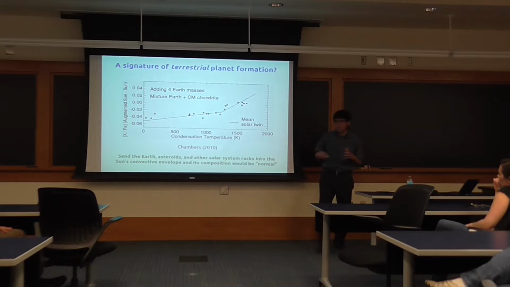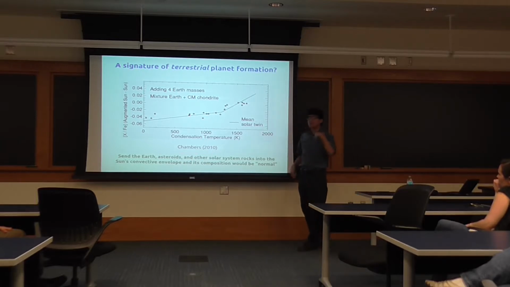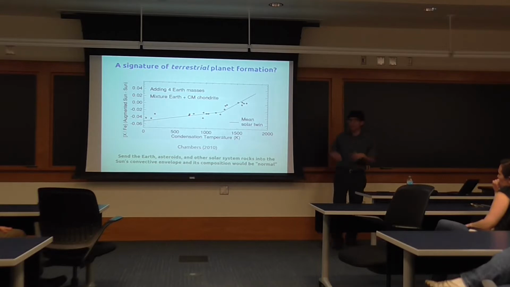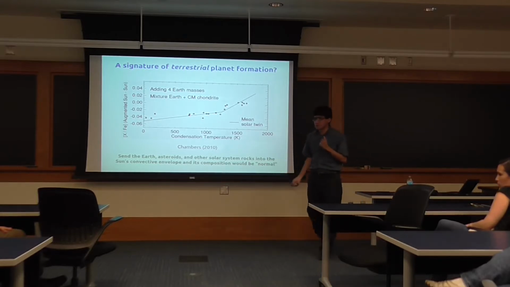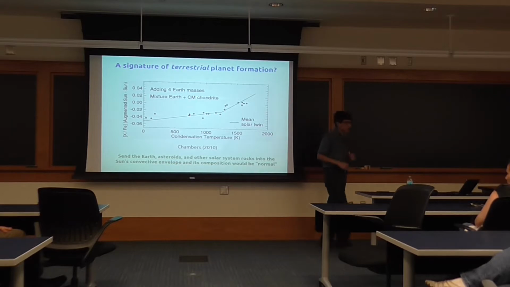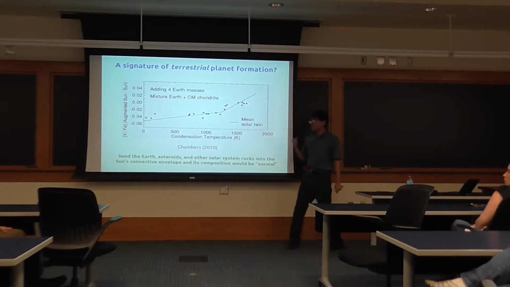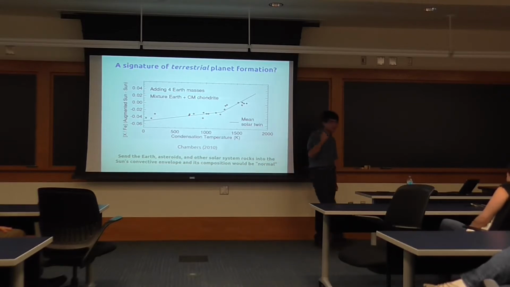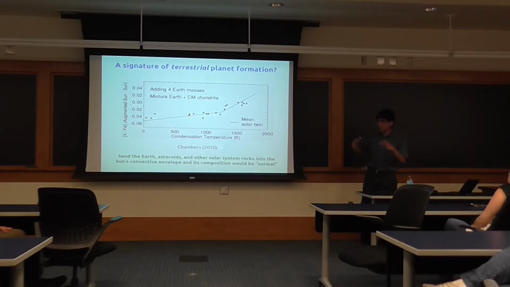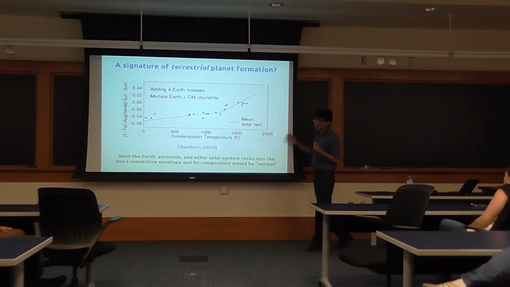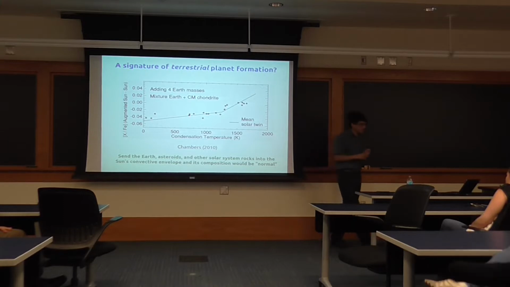So what this is basically telling us is that if you send the Earth, the asteroids, and other solar system rocks back into the sun, then the sun would have a normal composition. Normal meaning the same as what the majority of solar twins are doing. So the hypothesis is then that this deficiency of rock that we see in the solar photosphere, and therefore in the solar convective envelope, is because those elements were retained. Like the planets took them away. Instead of ending up in the sun, those elements stayed in the planets of the solar system.